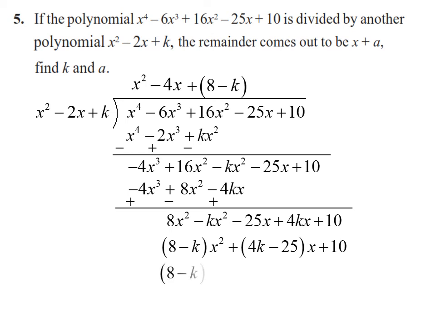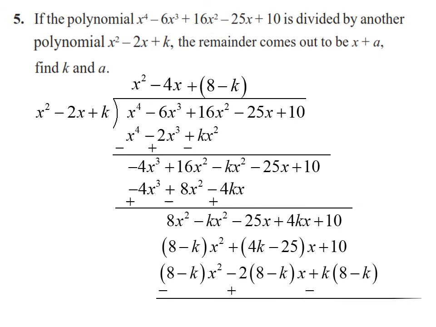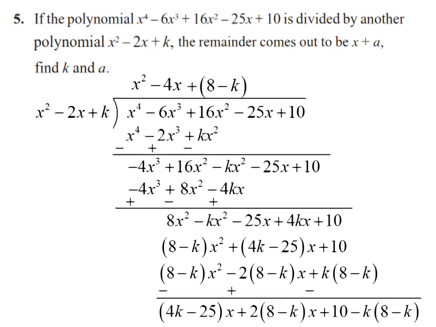So what will I get? It is 8 minus k into x square minus 2 into 8 minus k into x plus k into 8 minus k. So now changing the signs, minus, plus and minus. Now which term will be cancelled out? 8 minus k x square will be cancelled out, but the remaining terms will be placed as they are. So I will get plus 4k minus 25x minus 2 into 8 minus k into x plus 10 and minus k into 8 minus k. And that will be my remainder. The last step. Now I cannot simplify this further. So for that we will see in the next slide.